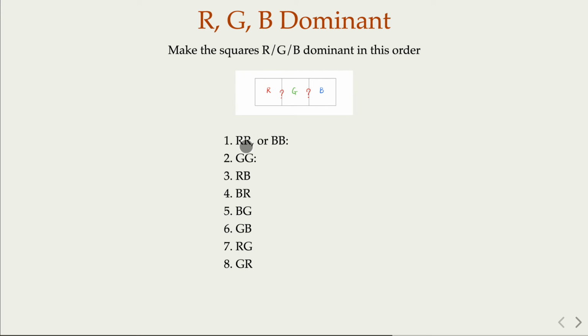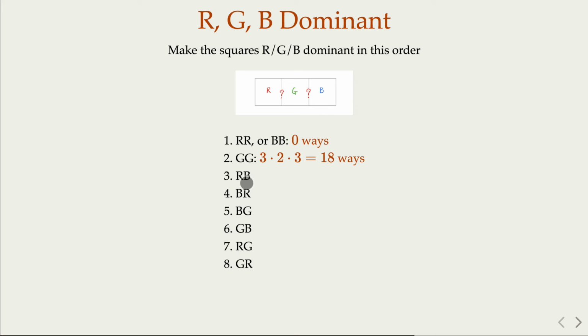If the color is the same, red and red or blue and blue, we claim that it's impossible to make it RGB, because in the middle square you already have 2 red or 2 blue, and you cannot make it green dominant. But if you have two greens, then we know that you have two ways of making the green dominant here, and you have three ways to make red dominant and three ways to make blue dominant here.